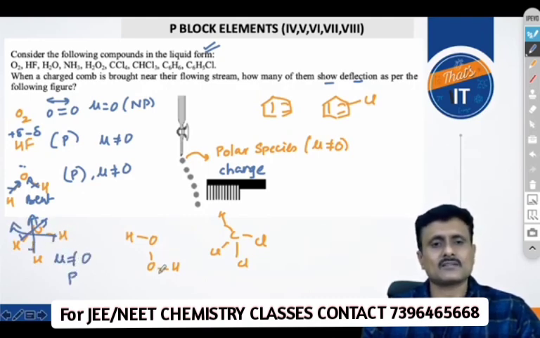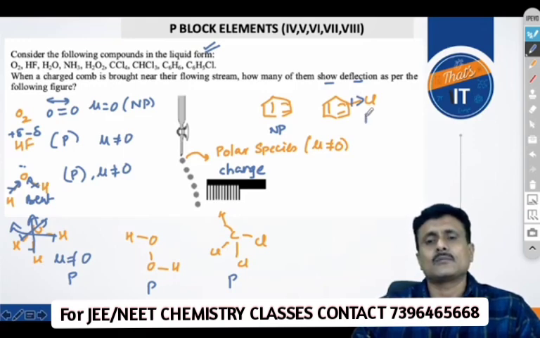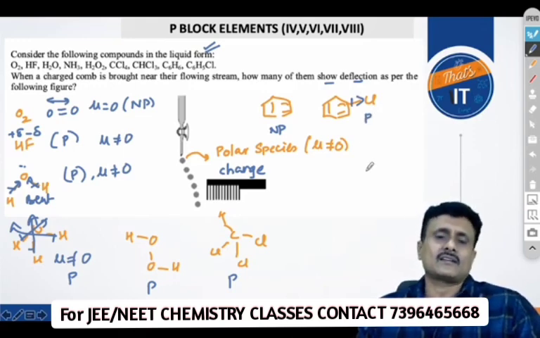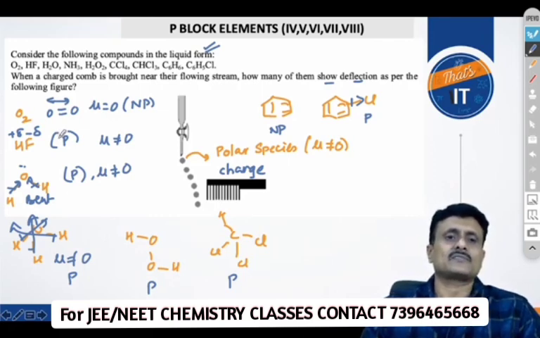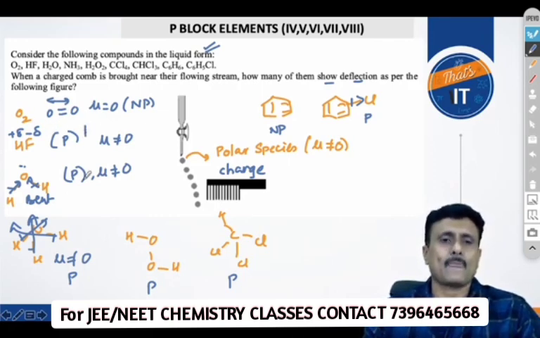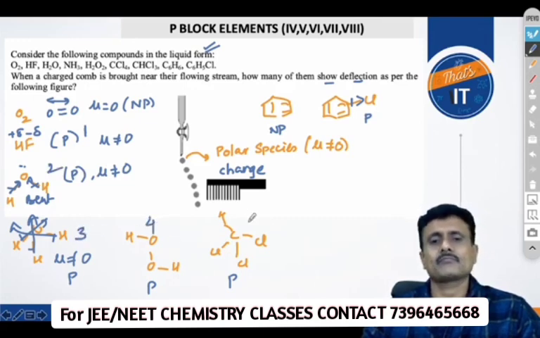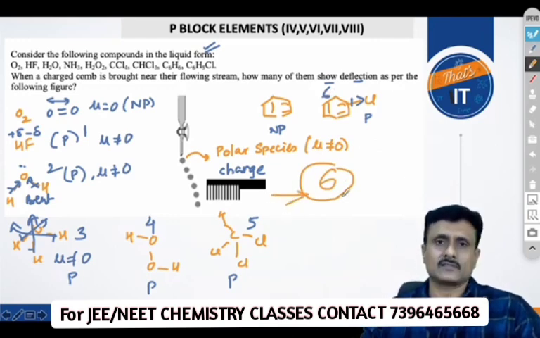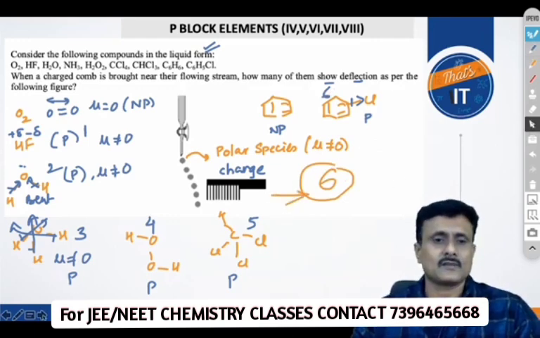Is also polar, and this anyways out of plane, so this is polar, this is polar, this is non-polar because all the species are identical, and this is also polar. So you can see how many of the species are getting deflected. That means polar species are how many? You can see 1. Alright, polar species you need to count. So total number of species that are getting deflected is 6, that is polar.